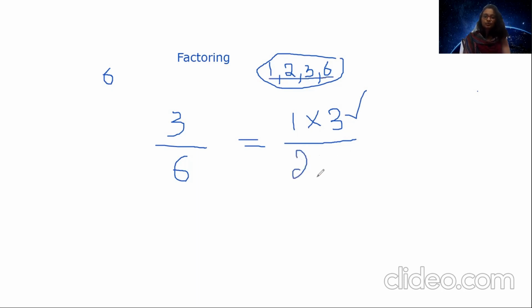So number 2 multiplied by 3. 2 threes are 6, right? So we have written its factors. So if we cancel this, what do we get? 1 by 2. Yeah.